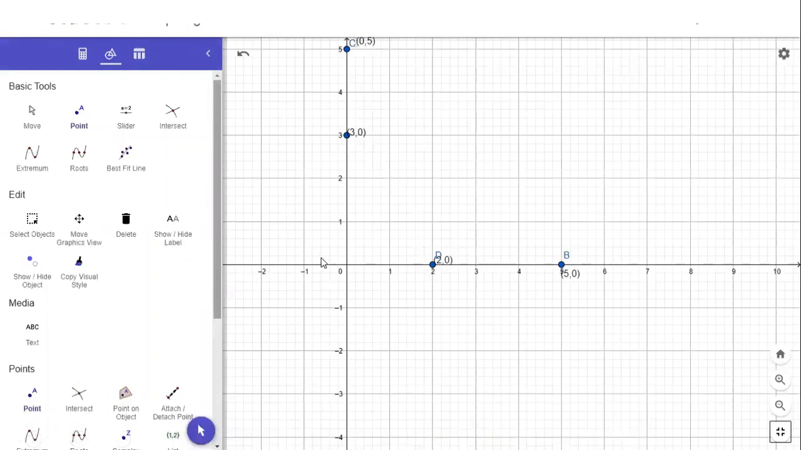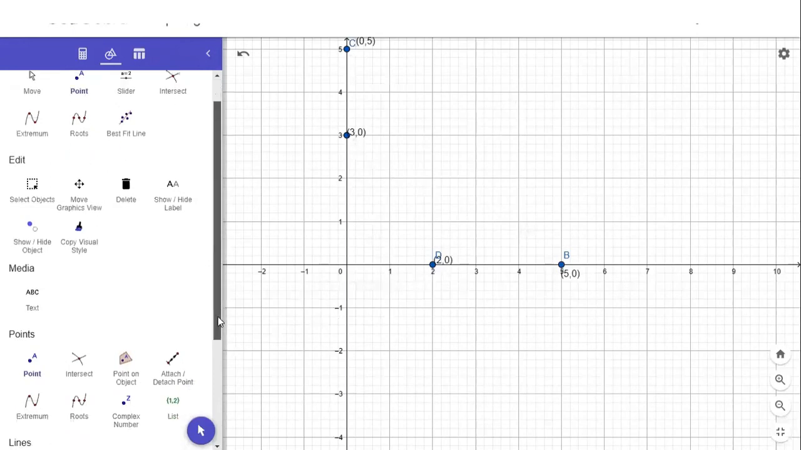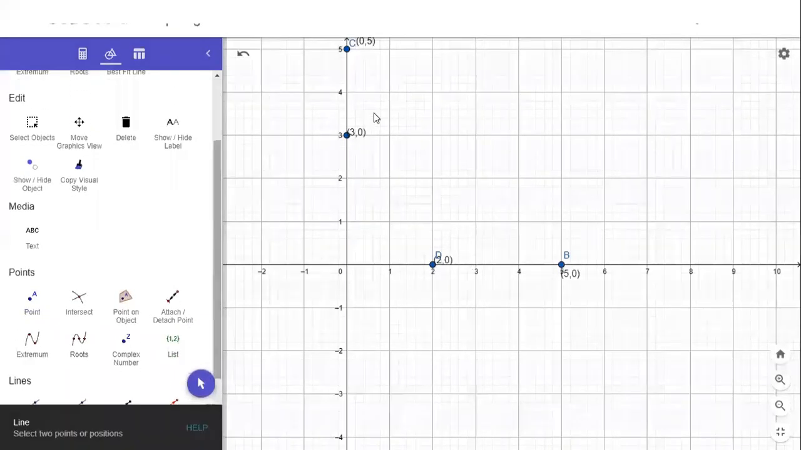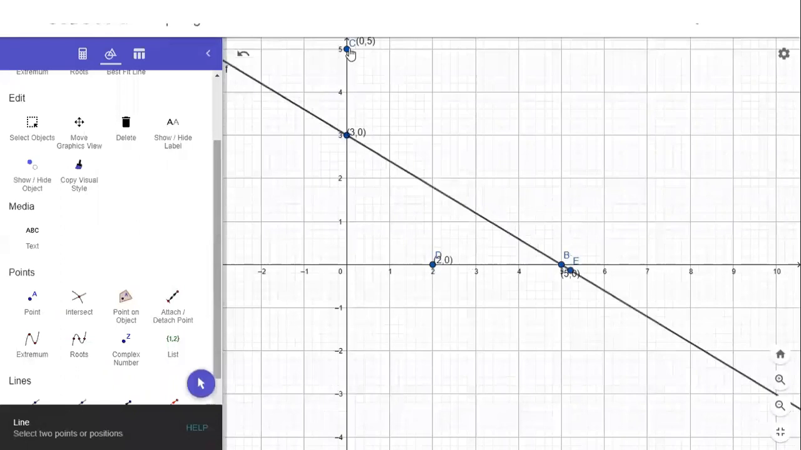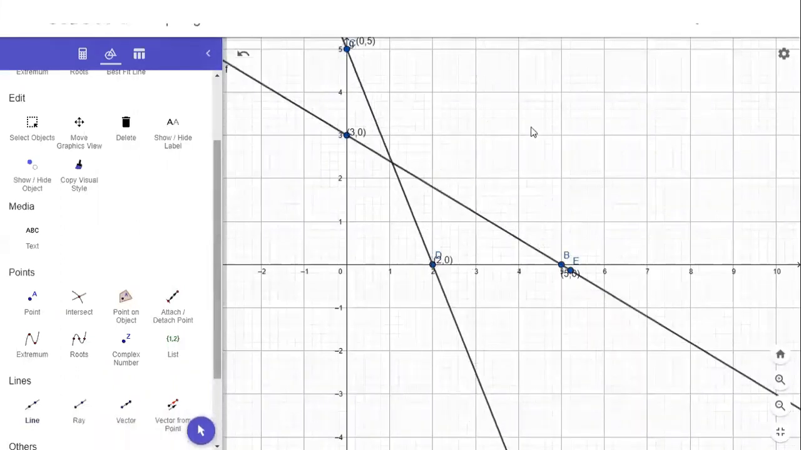Now here, this is the graph sheet. Each 1 centimeter is equal to 1 unit. So we have the coordinates; represent the coordinates (0, 3) and (5, 0), and (0, 5) and (2, 0). Connect these two points using a line. Draw an inclined line joining these two coordinates. Again, you have 5 and 2.